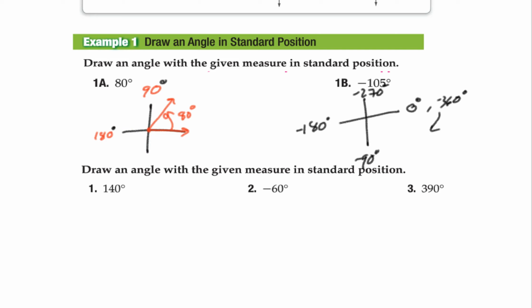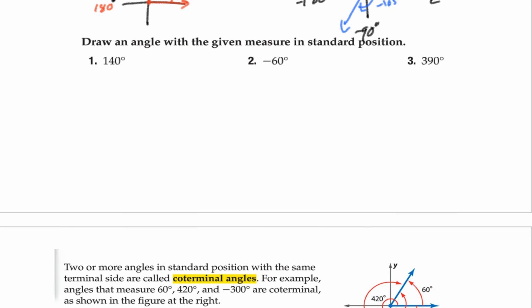So if I want negative 105, here's negative 90, here's negative 180. It's in between these two. Again, I just care to get in the correct quadrant. That's all that really matters to me. Negative 105, we'll deal with the rest of that later. Let's draw a couple more in standard position.